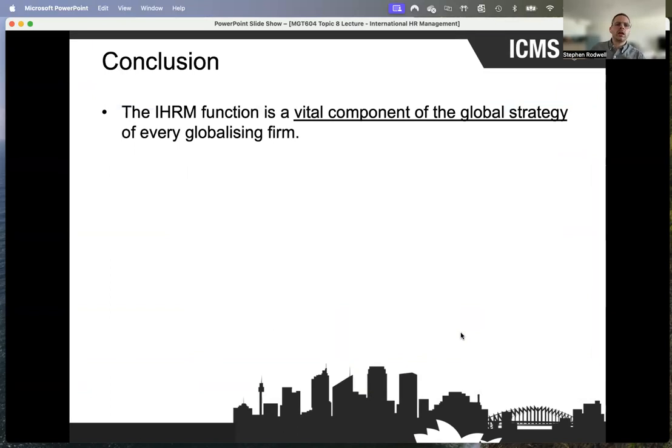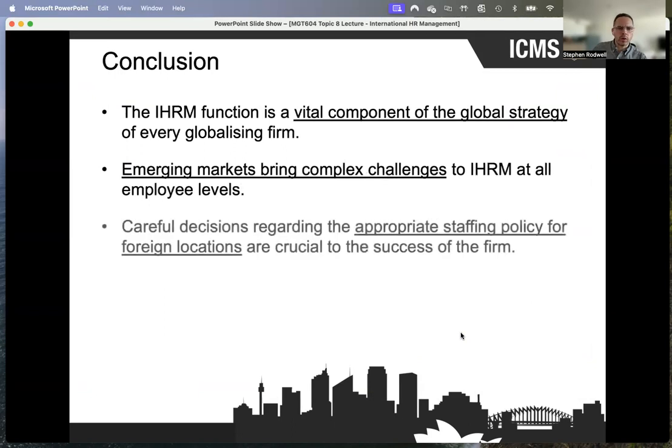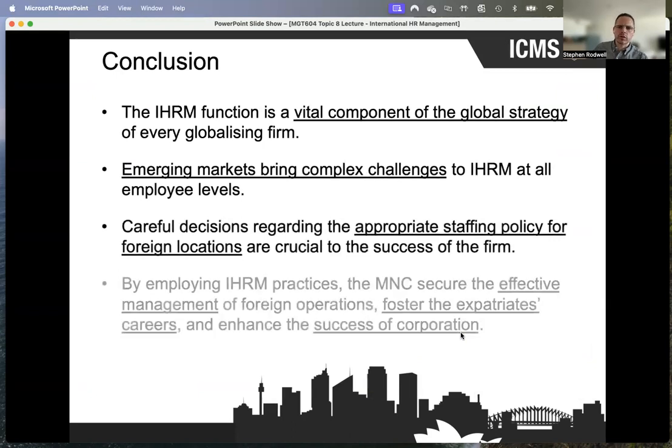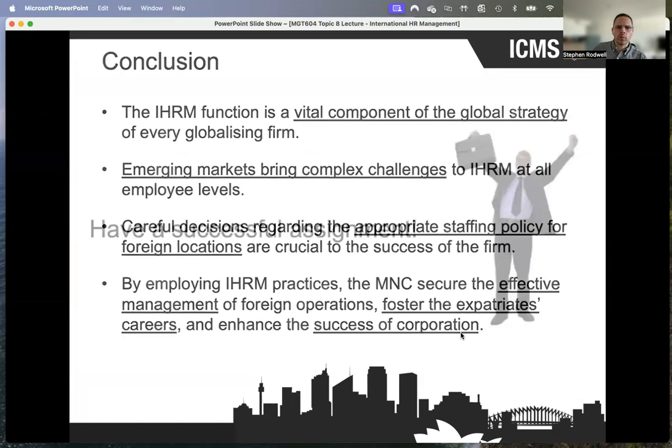So in conclusion, the international human resource management function is a vital component of the global strategy of every globalizing firm. Emerging markets bring complex challenges to international human resource management at all employee levels. Careful decisions regarding the appropriate staffing policy for foreign locations are crucial to the success of companies. And by employing international human resource management practices, the multinational corporation secures the effective management of foreign operations, fosters the expatriate's career, and enhances the success of corporations.